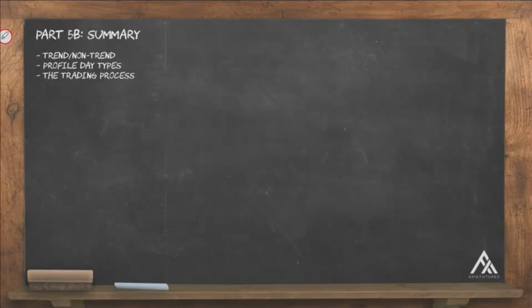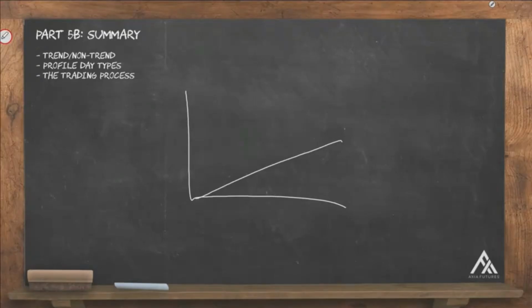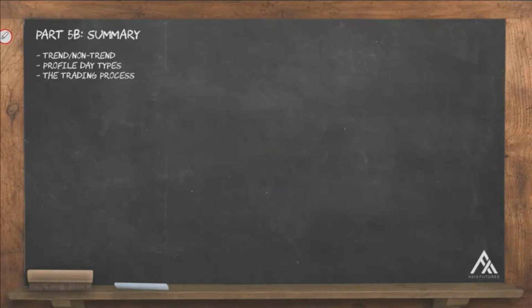We then moved on and we finished with the confidence table, or the level of bias and confidence in the market, and we said we move from our least confident day type all the way to our most confident day type. We then finished part 5, and we spoke about how the trading process would occur.